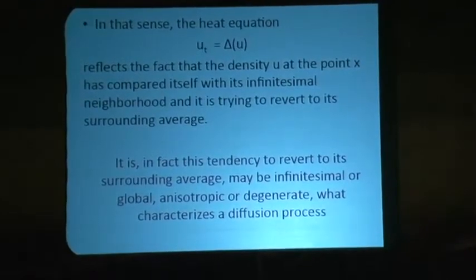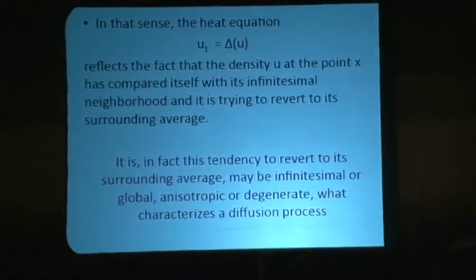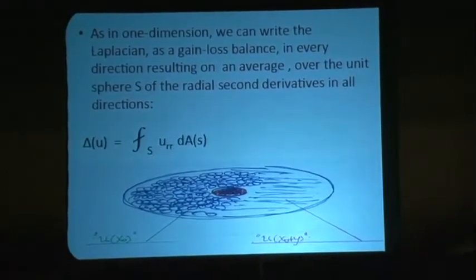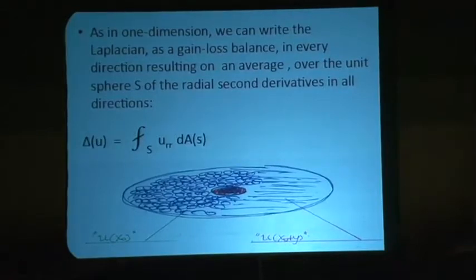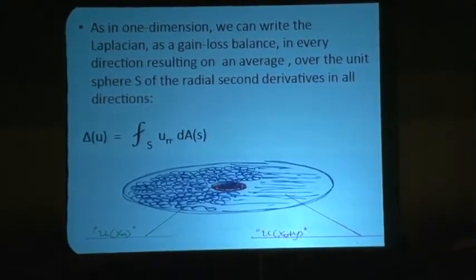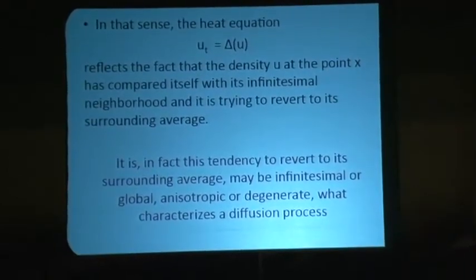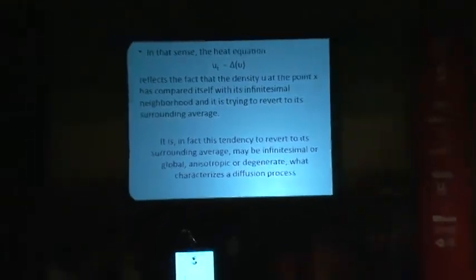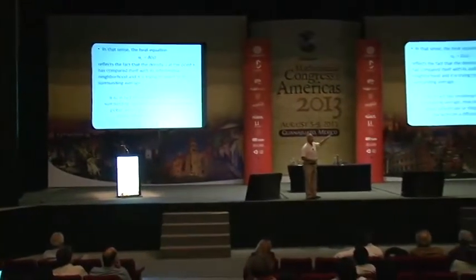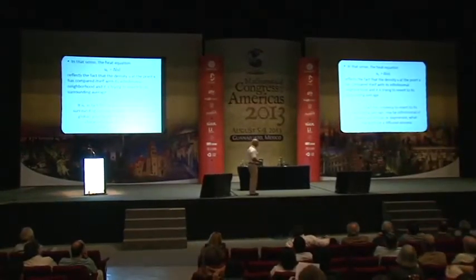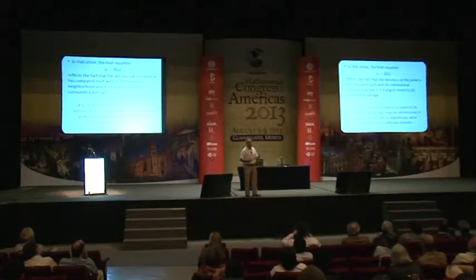So in that sense, if you think of the heat equation, that is u_t equal Laplacian u, right? The heat equation, basically what it's saying is that you have the density of u at the point x, right? And so u of x is comparing itself with its surrounding particles, because if you think on this average, u is comparing its density with the particles around, right? Makes the difference, and that's the Laplacian. So the heat equation says that u is comparing itself with this infinitesimal neighborhood, and if the average around itself is bigger than its density, then u_t is positive. In other words, then u wants to increase, and if the average is smaller, u wants to decrease. So in some sense, the heat equation is an attempt by the density to revert to its surrounding average, okay?